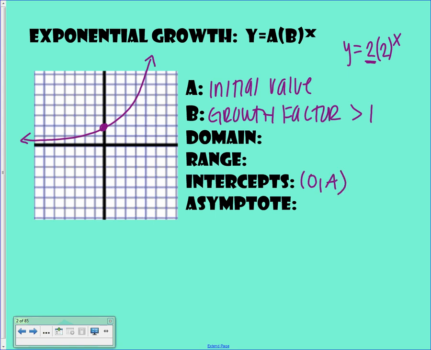As we look at that, going from left to right, our domain is going to be all reals, and then our range is going to be greater than 0, because again, it is never going to go below the x-axis. In fact, that's called an asymptote. If you remember from first semester, that's a line that the graph is never going to cross or touch. So our asymptote here is the x-axis. That's what our graph looks like and some of the properties.